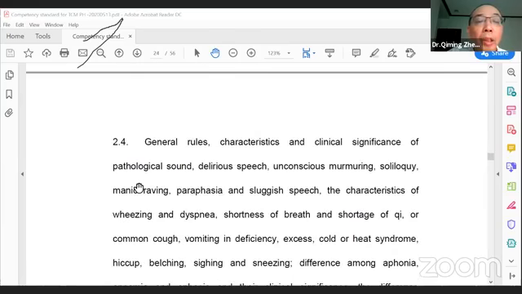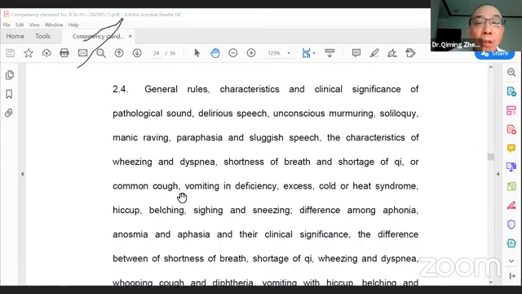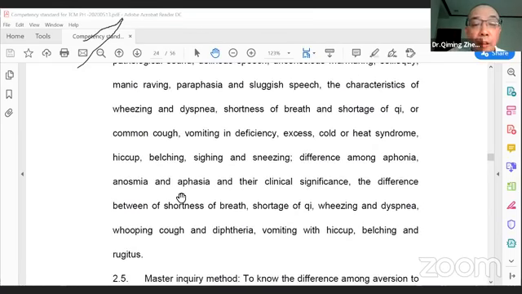This is the point for general rules, characteristics, and clinical significance of the pathological sounds: the delirious speech, unconscious murmuring, soliloquy, raving. Those are all of the sounds included, even the symptoms of breathing, shortness, wheezing.